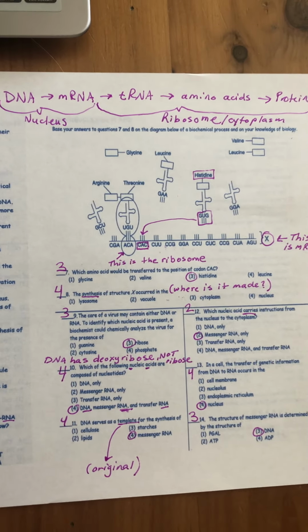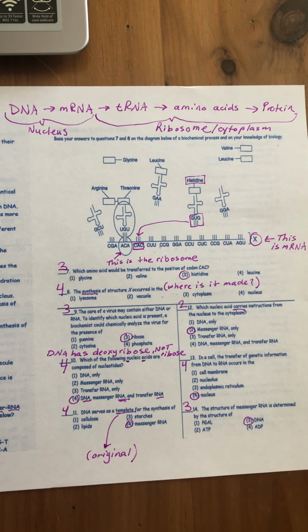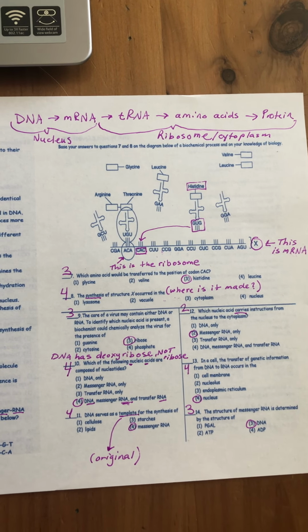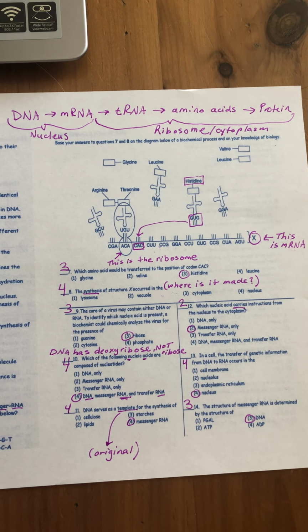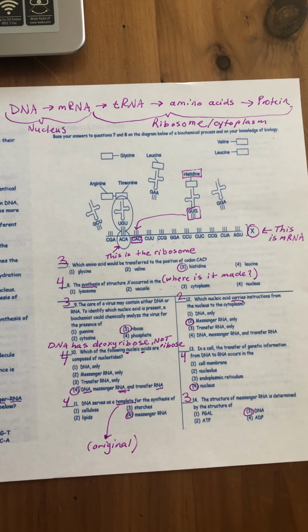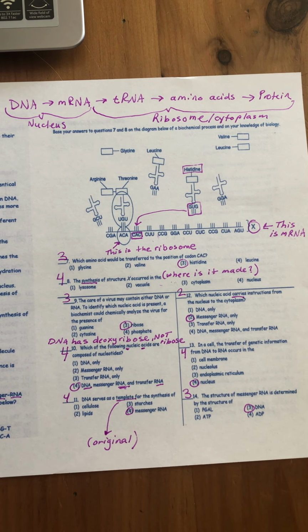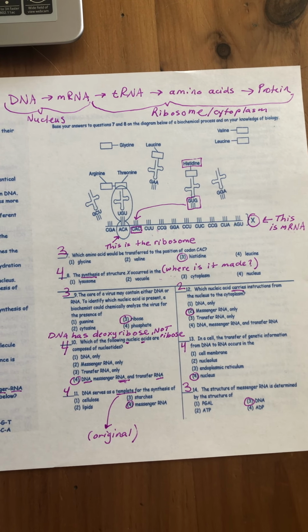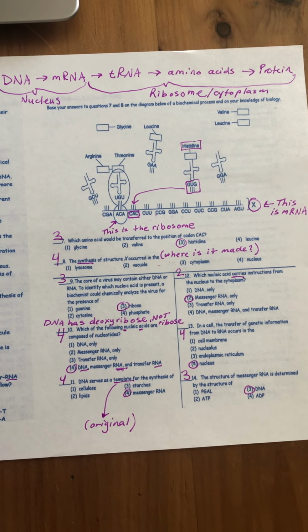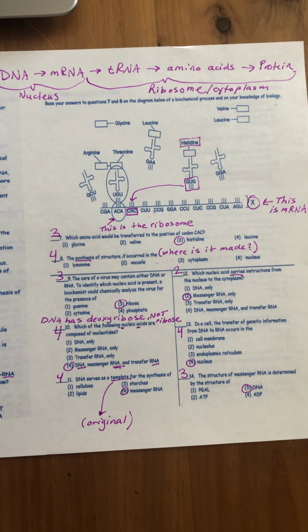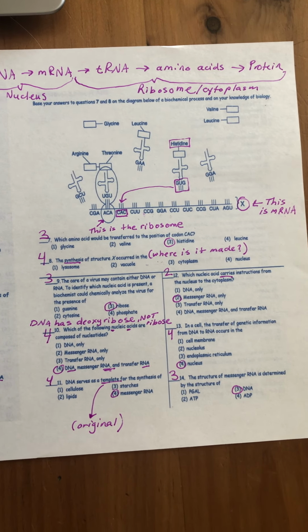On the top of the page over here, I wrote kind of what happens during protein synthesis. We go from DNA to mRNA to tRNA to amino acids, and then once those are all together, we get our protein. DNA to mRNA happens in the nucleus, that's transcription, and the rest of it is called translation. I put some notes on there that you could look over. Okay, and that's what we got.